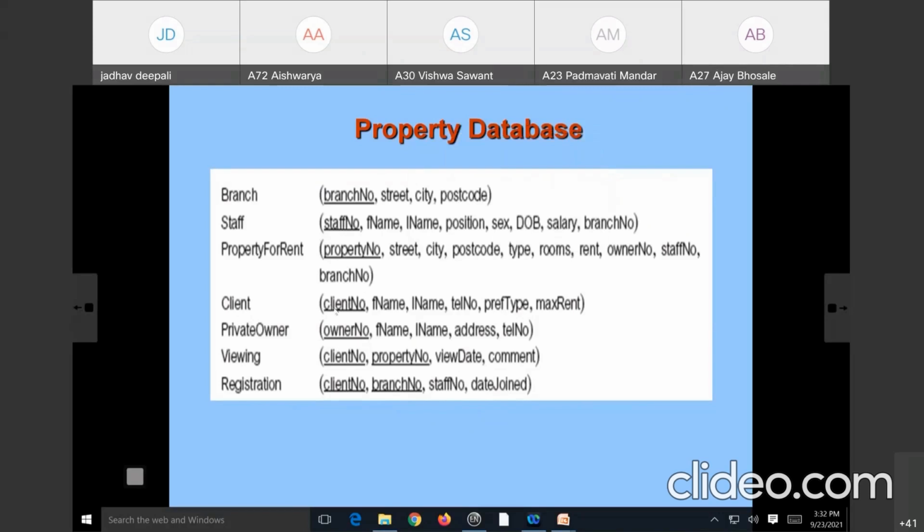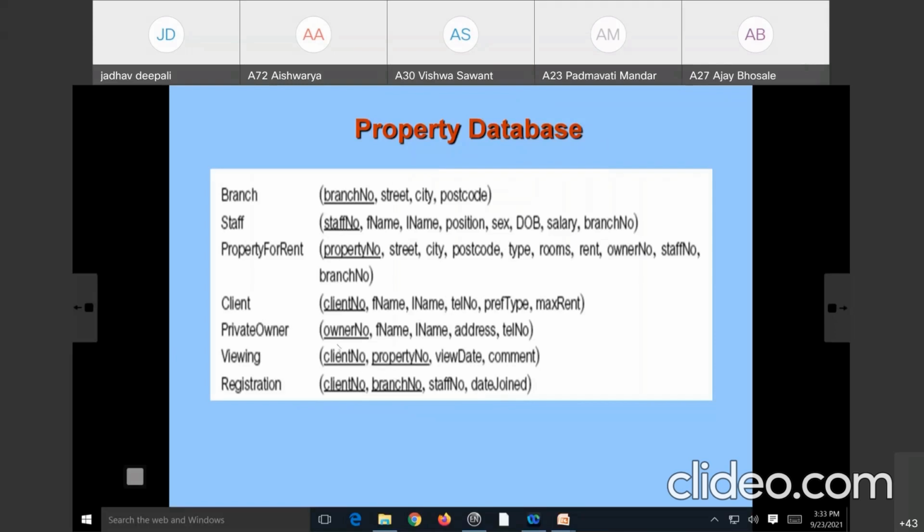okay, so the client who wants to take that property on rent: client number, first name, last name, telephone number, property type, which type of property that client wants to take on rent, and the maximum rent affordable to that particular client. Then private owner: owner number, first name, last name, the residential address of that owner and telephone number. Viewing is the relation between the client and the property.